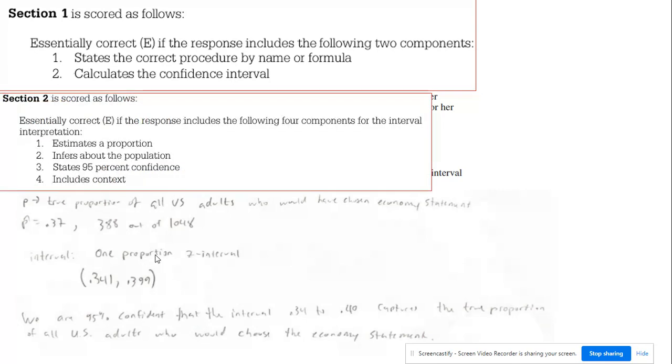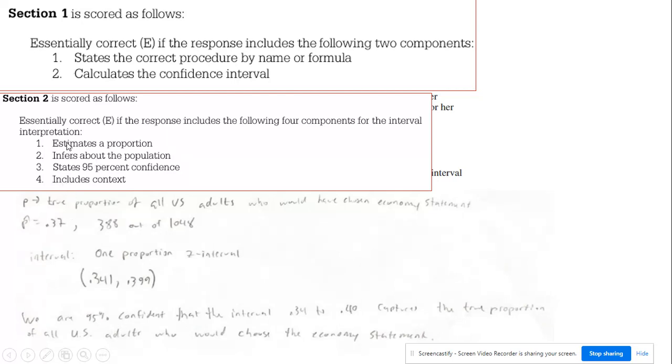Now, section 2 is your conclusion. The first thing they want to know is that you estimated a proportion. Did we actually estimate a proportion in some way, shape, or form? We did. That's what our interval is. Do we make an inference about the population? That's why we always say captures the true, and then in context, the true what? Proportion of US adults who would choose the economy statement. That also covered part 4, which was the context, and I have my 95% confident.